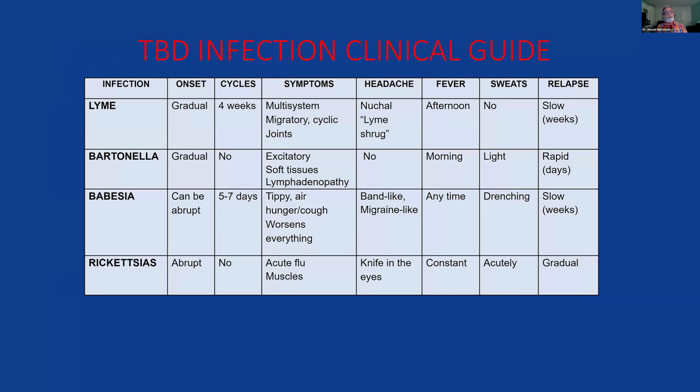Bartonella can be a gradual onset, does not cycle up and down. It's very excitatory to the central nervous system, involves soft tissues and lymph glands, not so much joints. You don't have much of a specific type of headache with Bartonella. If there is a fever, it's usually in the morning. 99.5 in the morning is a clue to Bartonella. Can be some light sweats, but usually not. If someone's on treatment and stopped too soon, the relapse occurs in a matter of days.